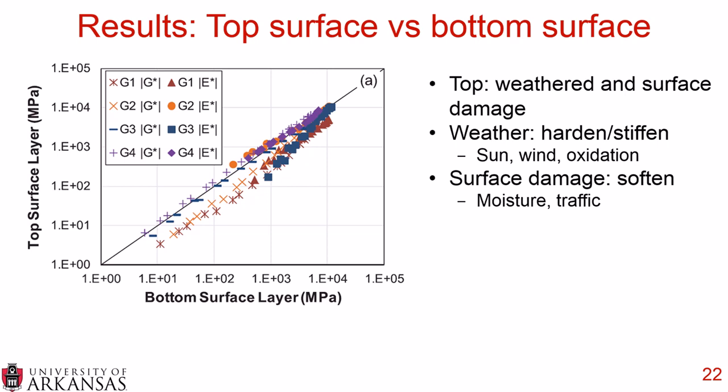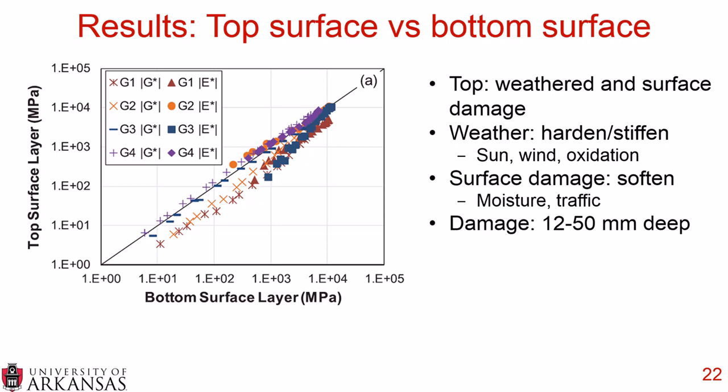So our top layer here is exposed to two different things. It is exposed to both weathering and surface damage. The weathering hardens, the surface damage softens. The weathering increases the modulus, the surface damage decreases the modulus. So we kind of have two different things competing against each other here. And if you look at the literature, the damage in pavement goes anywhere from 12 to 50 millimeters deep.